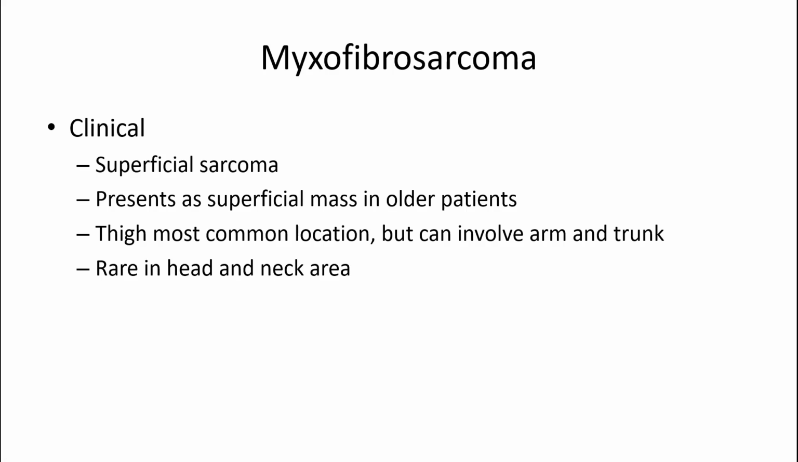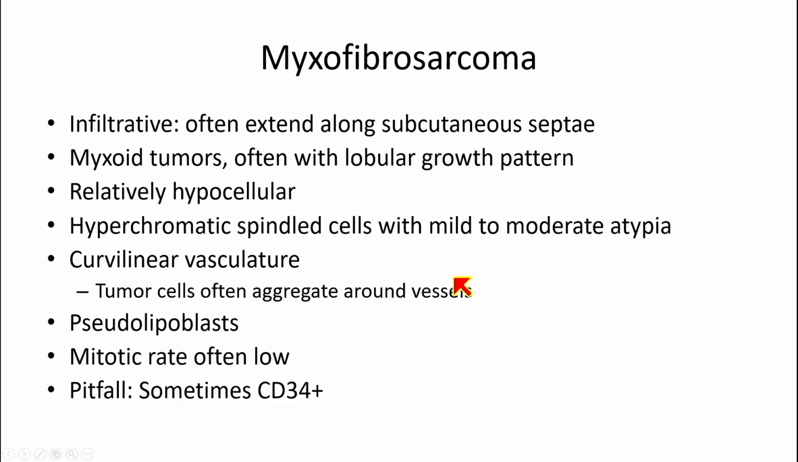Myxofibrosarcomas are one of the most common superficial sarcomas. Typically presents in older patients. The thigh is the most common location. They tend to start out in the subcutis, but they can secondarily involve the dermis. Can involve the arm and trunk, and I've seen rare cases in the head and neck, so it can occur in that location too, but much more common on the extremities.